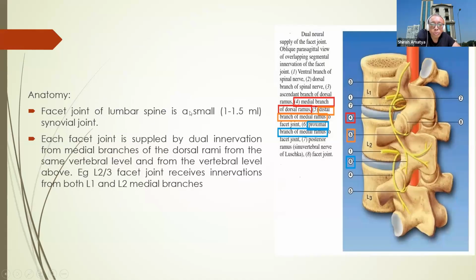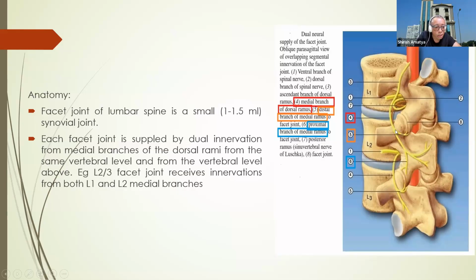The lumbar facet joint is basically a small synovial joint with a volume of 1 to 1.5 ml, and each facet joint is supplied by dual nerve innervation from the medial branch of the dorsal rami of the same vertebra as well as one vertebra above. If you focus on the L2 and L3 facet joint, as you can see, it receives nerve supply from L1. This is the dorsal rami of the L1 spinal nerve, and this is the medial branch of the dorsal rami of L1.